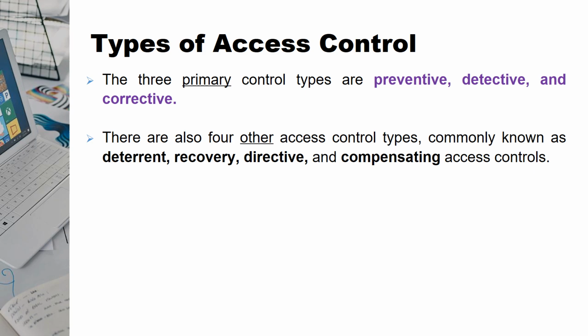Then there are directive controls, which give instructions or policies, like security training in an organization or written policies or guidelines. Then the compensating access controls are backup measures used when the main controls can't be applied, like extra monitoring if a system can't use strong passwords, right? So these are the types of access controls that we have. We explained the three primary and the other four access control types.